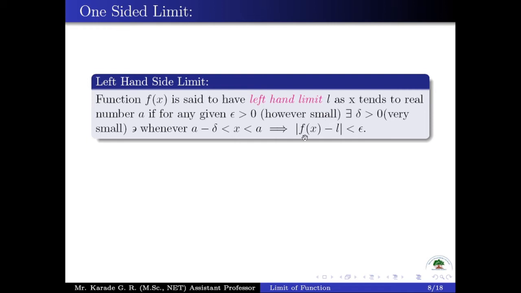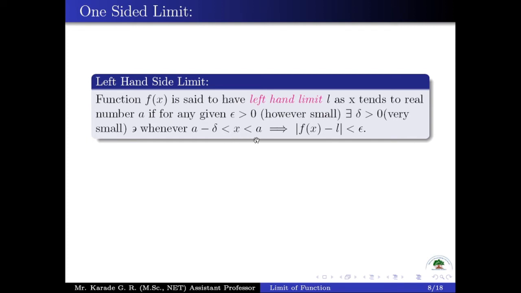If x is at the left hand side of a, then obviously, on the real line, x must be less than a, and as x is very close to a, x lies between a minus delta and a. Here delta is a very small number. Therefore a minus delta is a number which is less than a, so x lies between a minus delta and a.